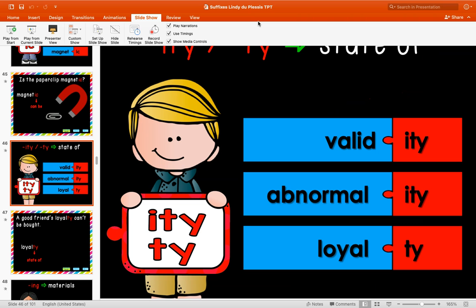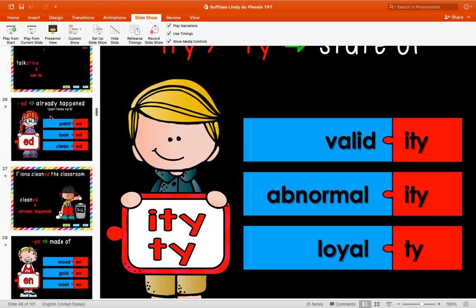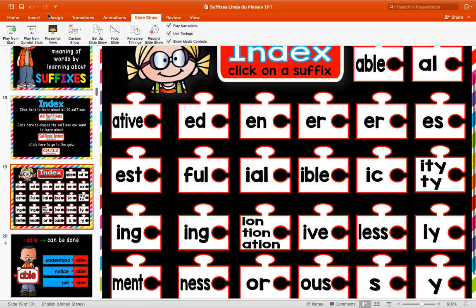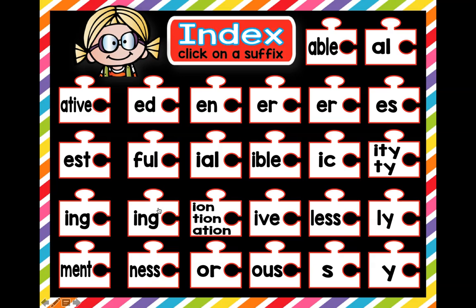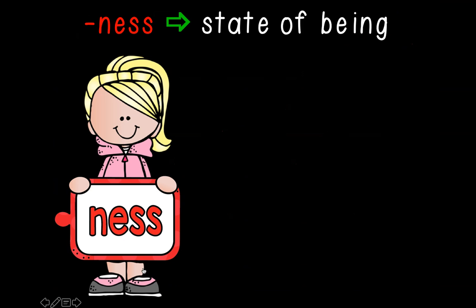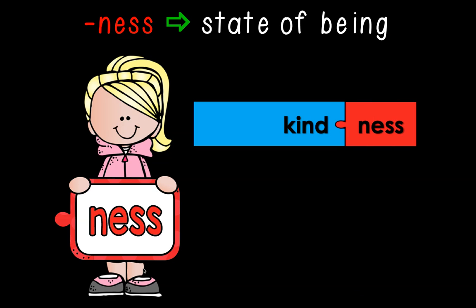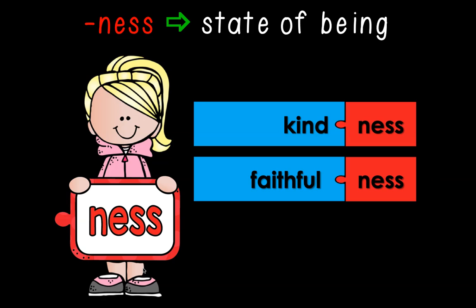Let's go to our last suffix here that we're going to be talking about. So we did able, ing, ic. Our last suffix is going to be ness today. So ness means state of being. Kindness, okay? That is something that someone can show you. It's a state of being. Somebody can show you kindness. You can have that happen to you. It's a state of being.